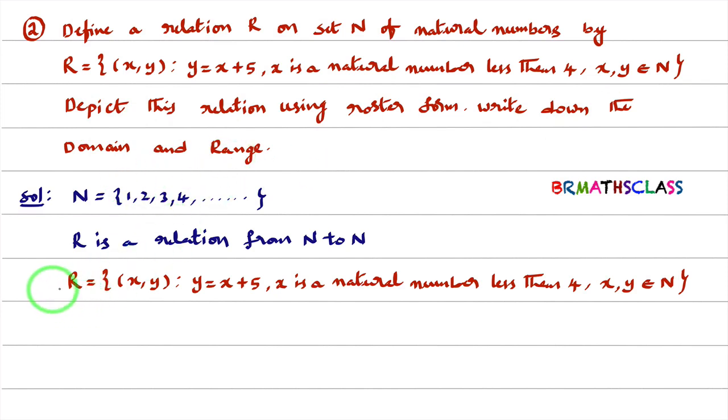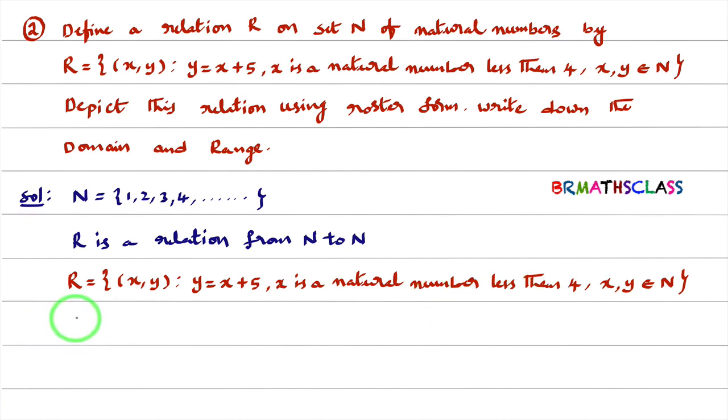What I'll do, first I'll write this relation into roster form so that we can easily identify its domain and range. To write this into roster form, what is the main information? Y equal to x plus 5. And you observe this is most important: x is a natural number less than 4. That means what x values can you take? You can take a natural number which is less than 4.